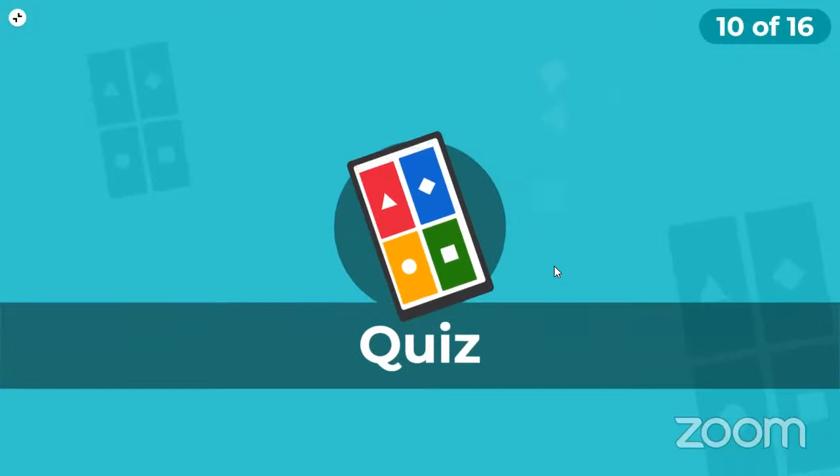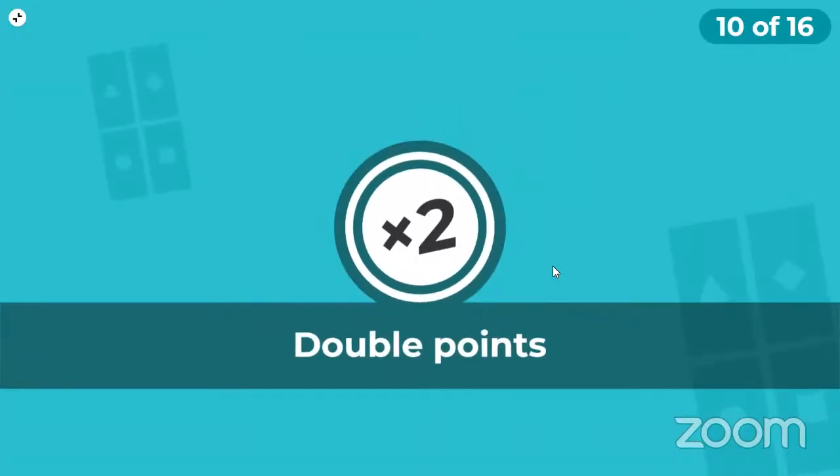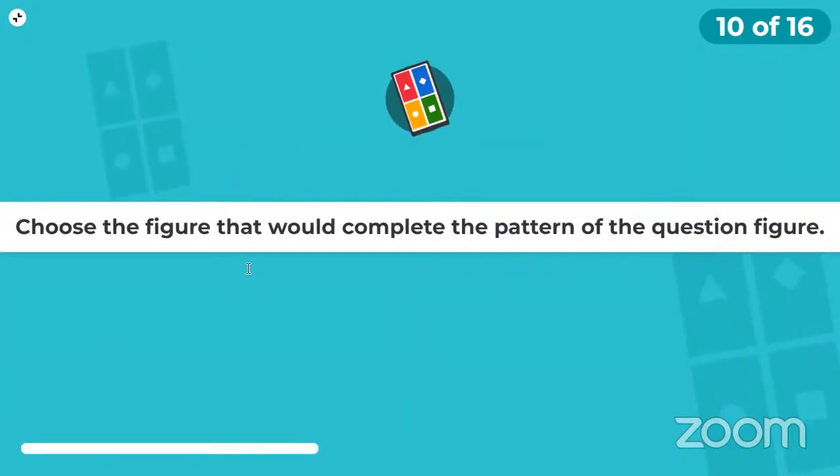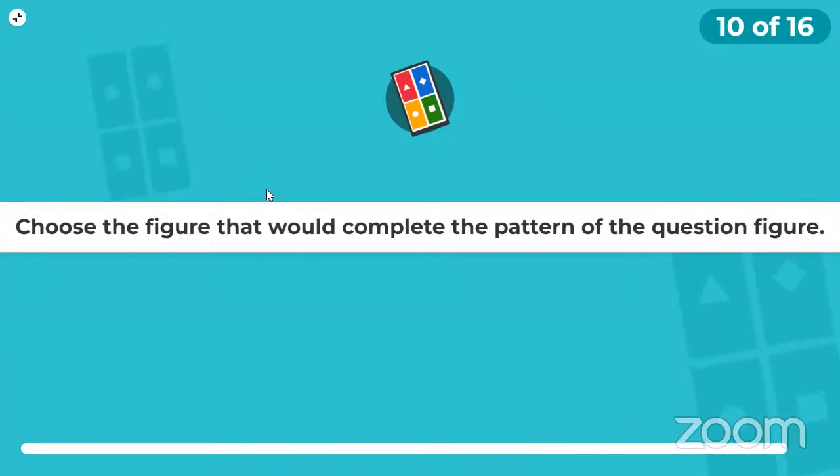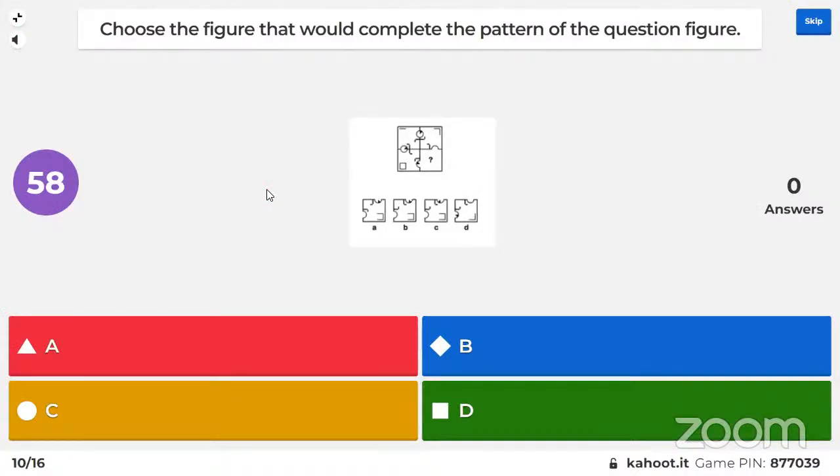All right, so now we are moving on to the 10th question, and it is a bonus question. So we will be having double the points. So make sure that you're not missing this question. You'll be getting 60 seconds to answer this question.